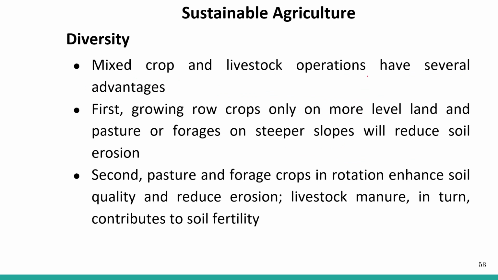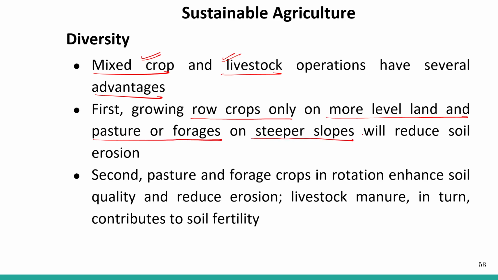Mixed crop and livestock operations have several advantages. If we are following a mixed cropping pattern and we have livestock in our farmland, then we have many advantages. What are those? First, growing row crops only on more level land, and pasture or forage on the steeper slopes, will reduce soil erosion. So we have row crops here, that is the main crop, and here we can have some fodder crop, right? So there will be no soil erosion from here, right?